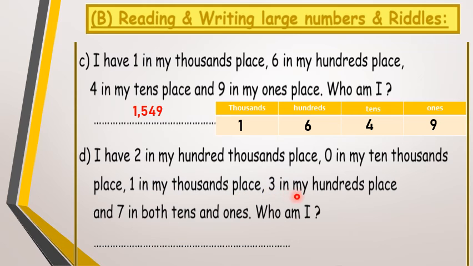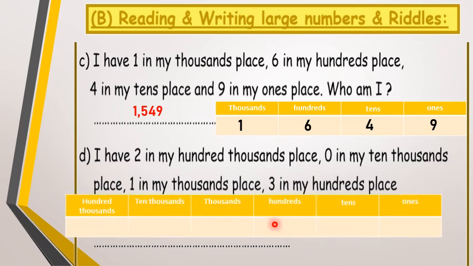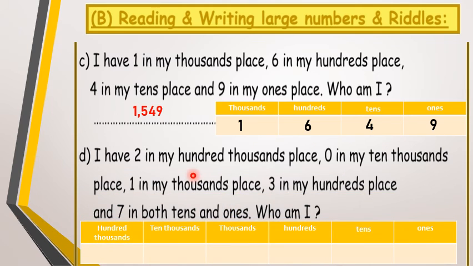Next one here. I have 2 in my 100,000 place, 0 in my 10,000 place, 1 in my 1,000 place, 3 in my hundreds place, and 7 in both tens and ones. So I will make the place value mat. And let's see. 100,000 has 2, so I put 2 in 100,000. 10,000 has 0, so I put 0 in 10,000. Thousands have 1, so I put 1 in thousands. And hundreds have 3, so I put 3 in the 100 place value. And both tens and ones have 7, so I put 7 here and here. So the number will be what? 201,377.